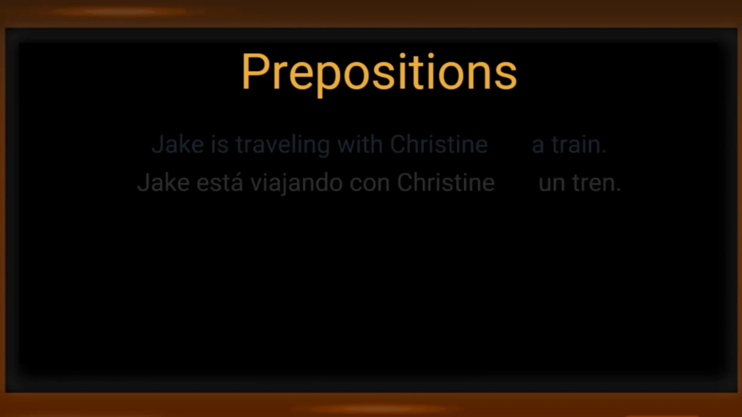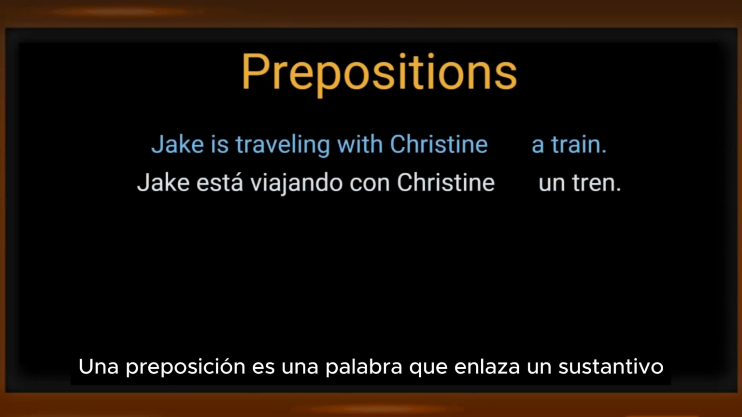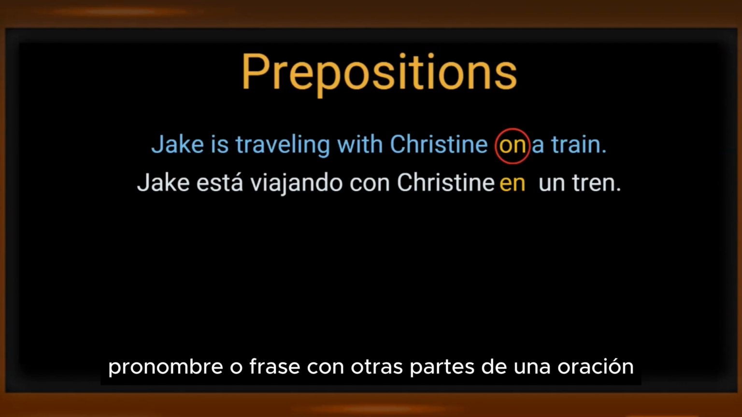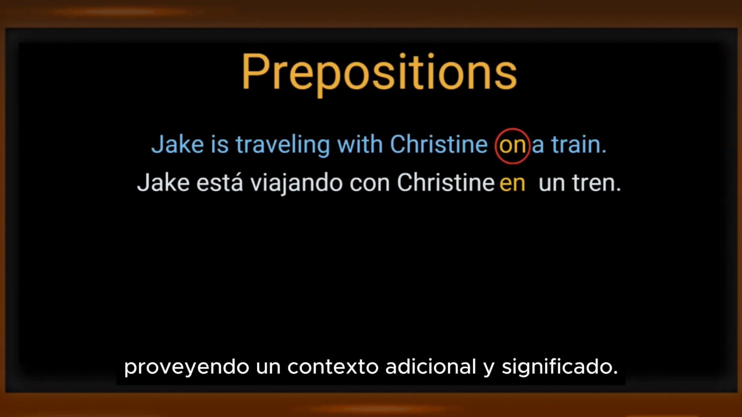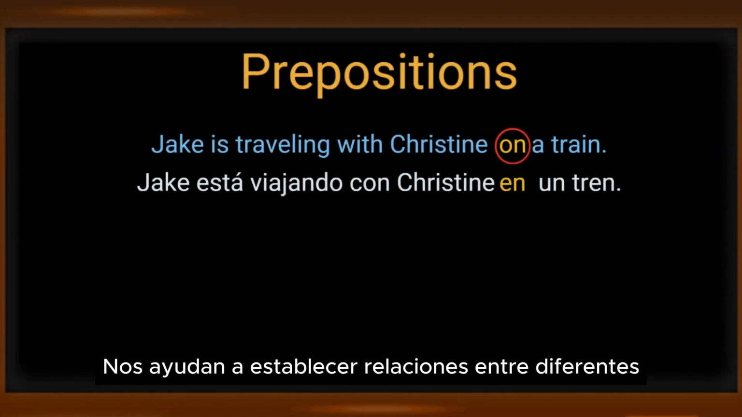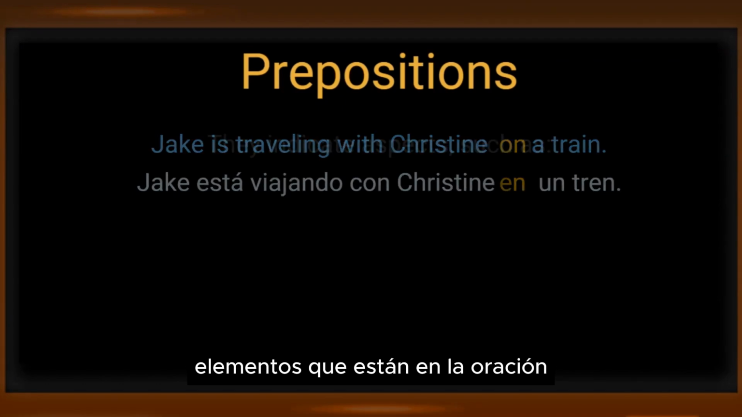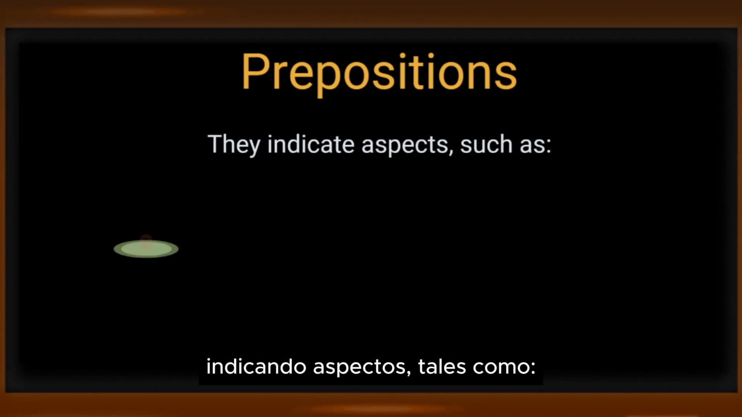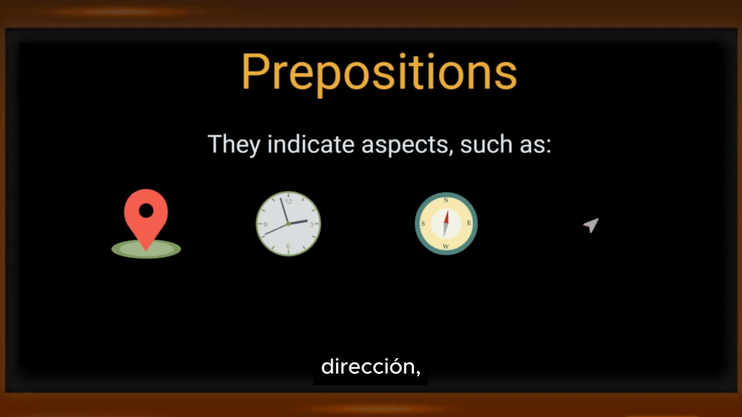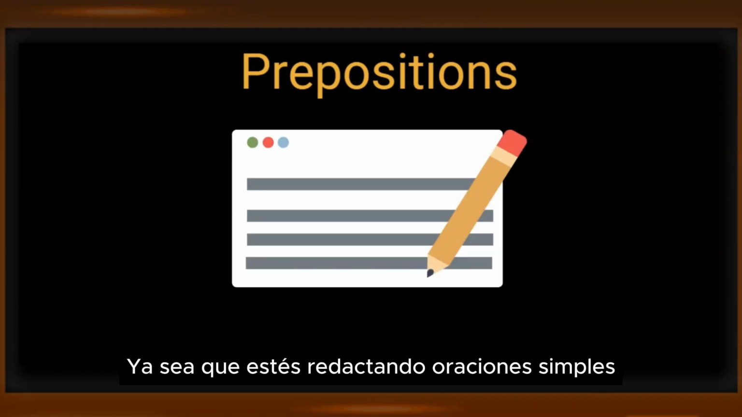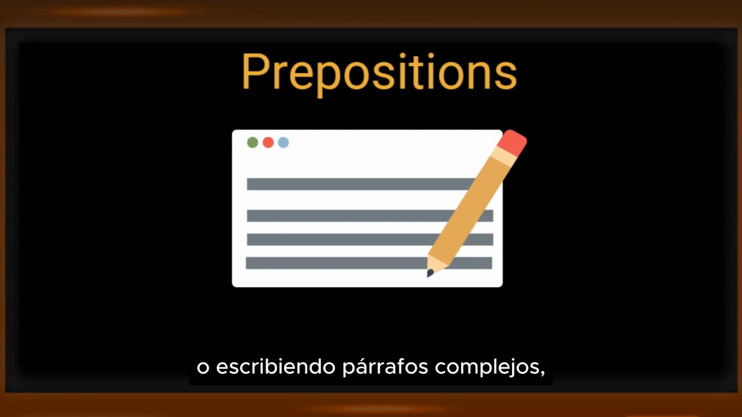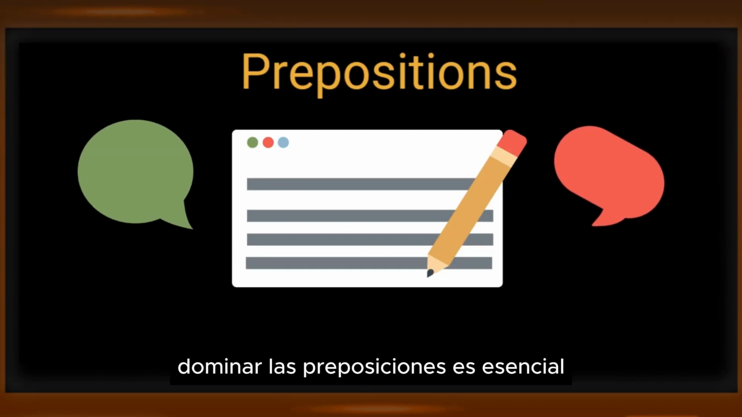Prepositions. A preposition is a word that links a noun, pronoun, or phrase to other parts of a sentence, providing additional context and meaning. They help us to establish relationships between different elements within a sentence, indicating aspects such as location, time, direction, and purpose or support. Whether you're crafting a simple sentence, or writing a complex paragraph, mastering prepositions is essential for clear and effective communication.